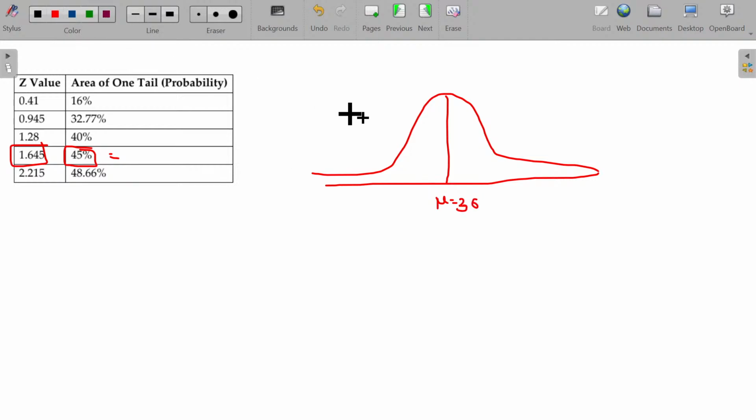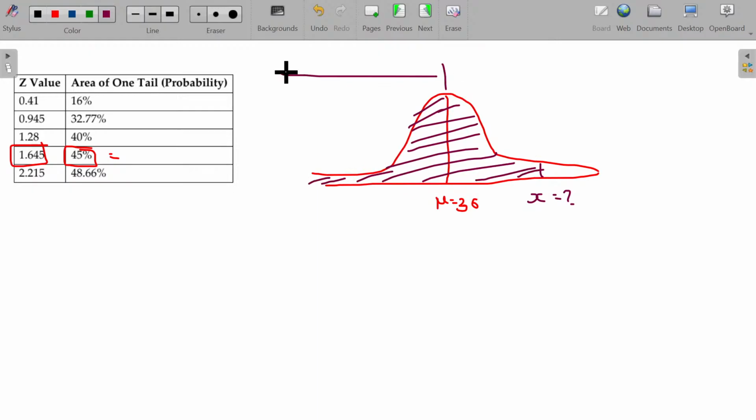Right hand side, maybe somewhere here. This could be the x. I need to calculate the x. This is the shaded area, and for that I have to find out the probability. You know that from here to here it's 50%. To this extent I need 45%. For 45% the z value is this much.